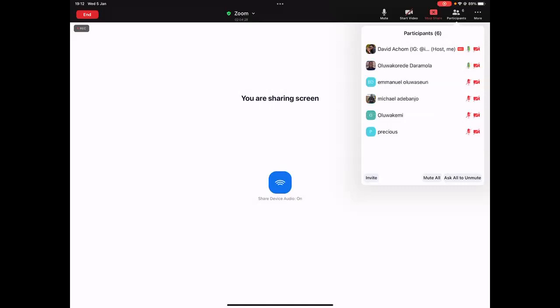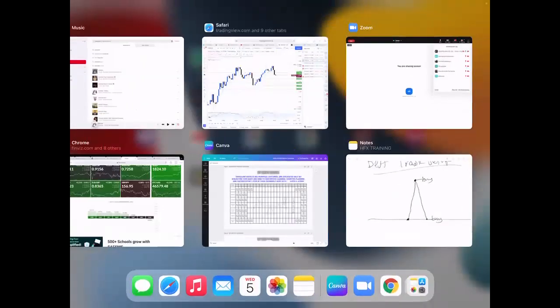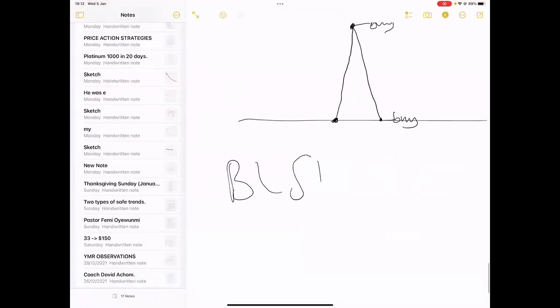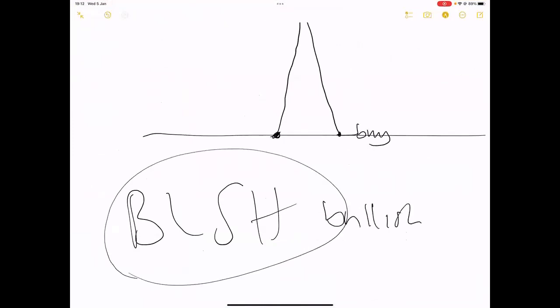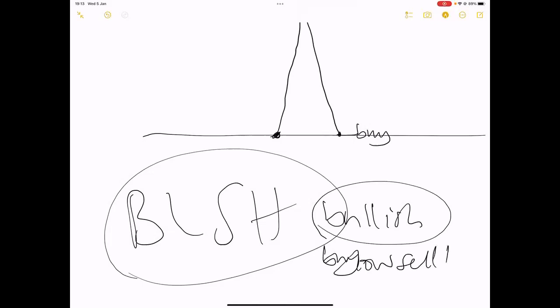Yeah, you're definitely going to buy low and sell high. Buy low, sell high. BLSH is equal to bullish. BLSH can be the short form of bullish, which means buy low, sell high.